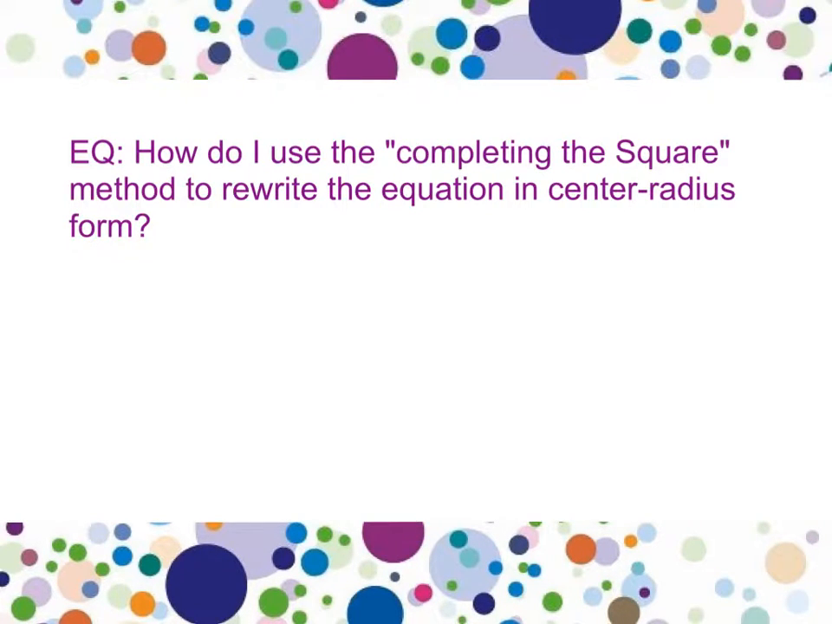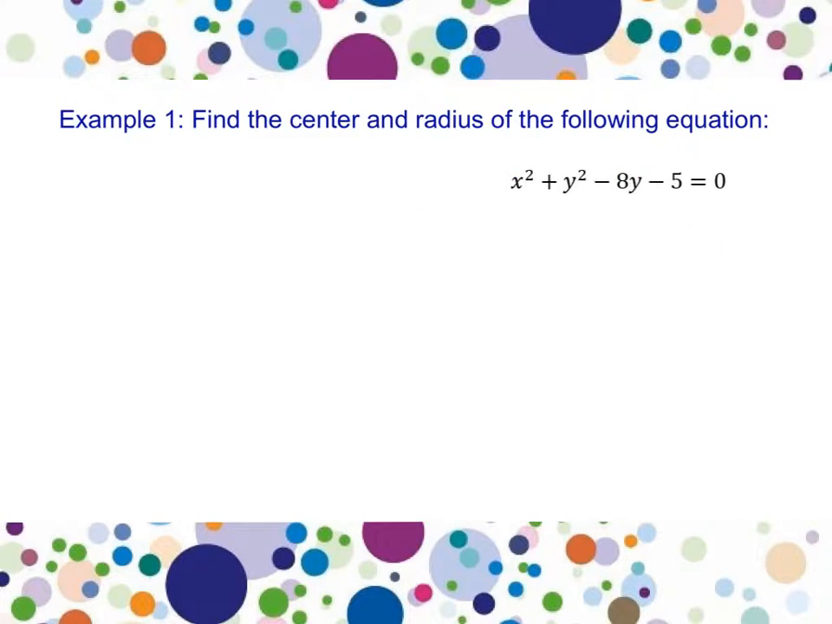We've reviewed completing the square, and now we're going to learn how to use the completing the square method to rewrite the equation of a circle in center radius form. So if you look at this first example, you can see that we have x squared plus y squared minus 8y minus 5 equals 0.